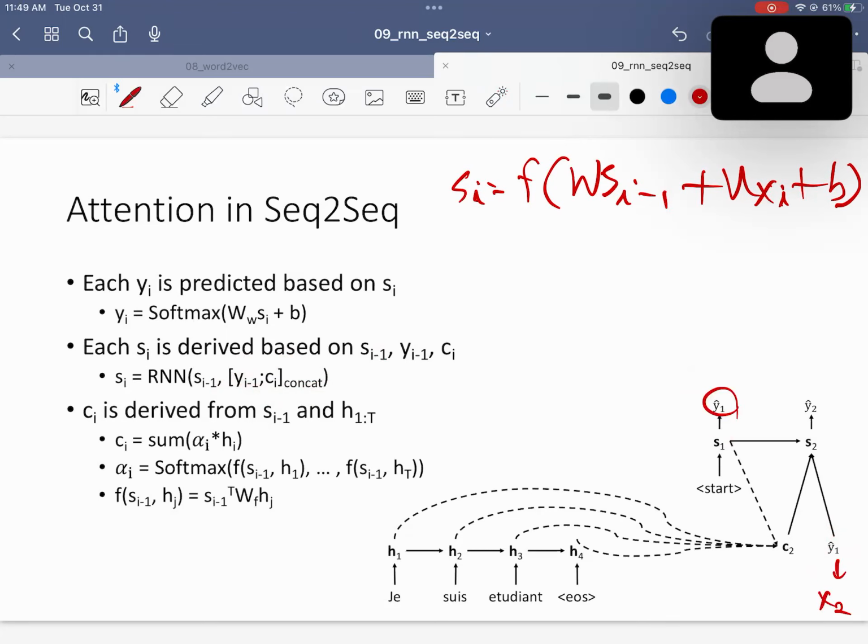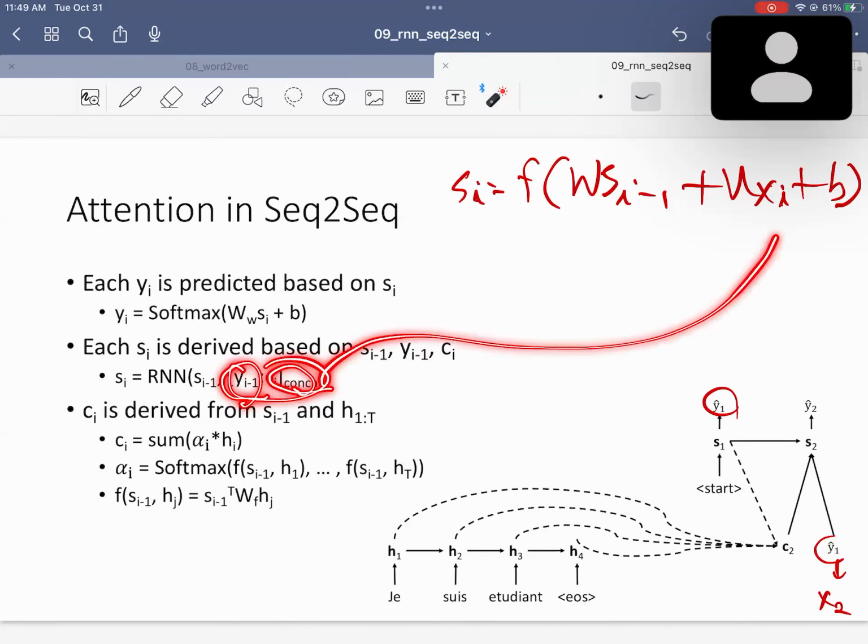It's just that in translation, you have a generative process. So y1 hat is actually the same as the next input, right? So the input to the decoder is the concatenation of the two, your current input and your current context. You concatenate them, and then that goes in here. And the context ci, how it is derived from si minus 1 and all the H's from the encoder, is based on this.